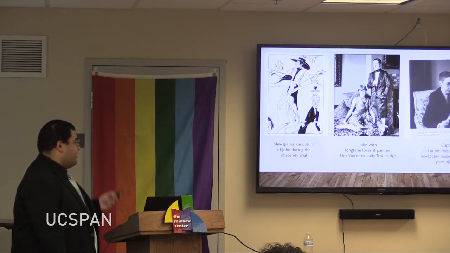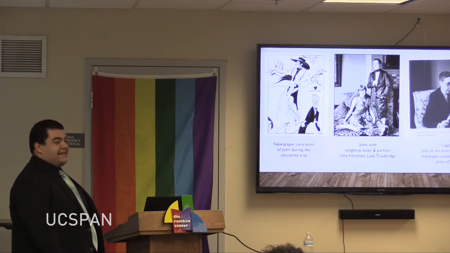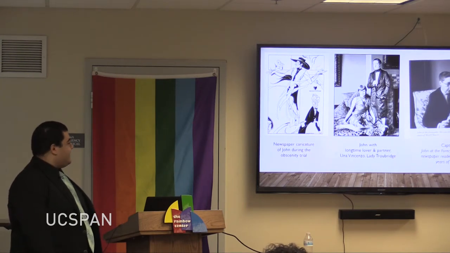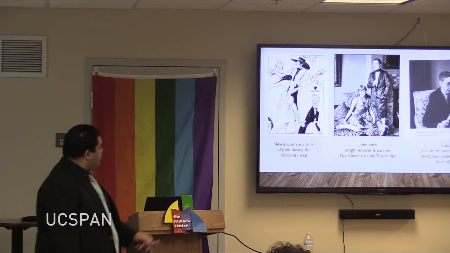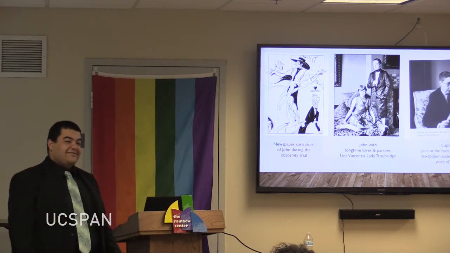I don't know who the little butler guy is at all. He kind of looks like the Grinch. Okay. And then you actually have Una Troubridge down there in the corner, and you can tell because her hair is so distinctive.